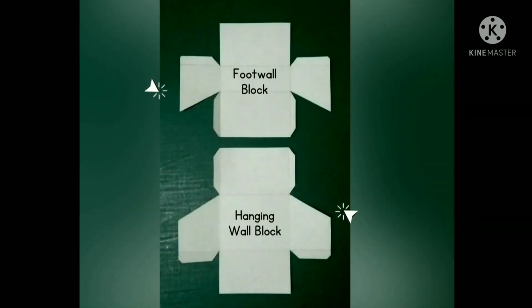But before that, let me share how I did my fault model. I have these templates of rock beds made from watercolor paper. The other one is the footwall block, while this one below is the hanging wall block. After assembling and coloring using oil pastel, this is the result. Now, we have a representation of a fault.